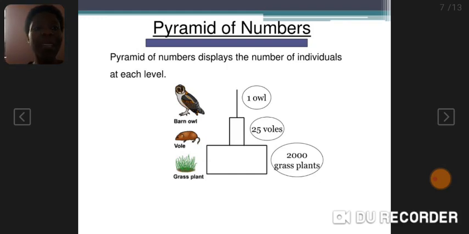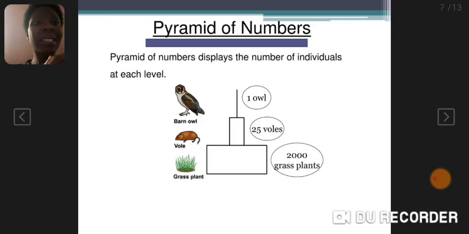Now the ones at the bottom will contain the producers, followed by the primary consumer and then the secondary consumer. Taking a look at this, you discover that the grass plants are the producers in this ecosystem, followed by the vole, which is the primary consumer feeding on the grass plant, and then the barn owl, which is the secondary consumer feeding on the primary consumer, which is the vole. Now, this is just a food chain.